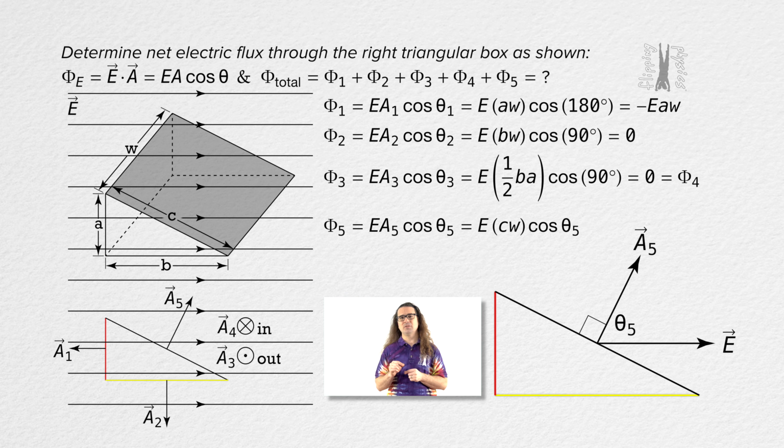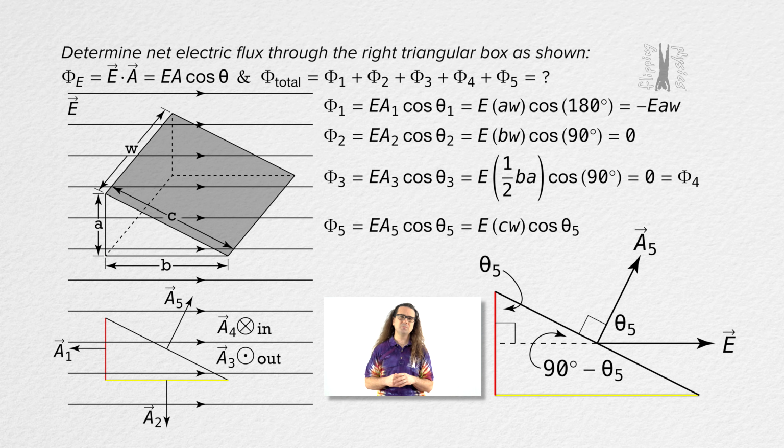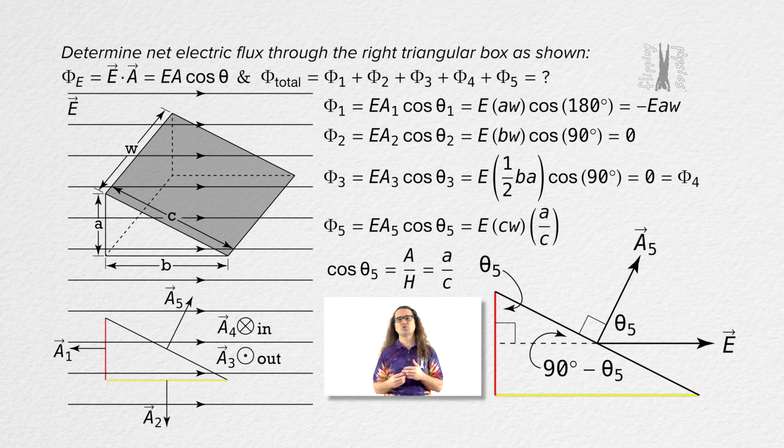That makes the angle between the dotted extended line for the electric field and the hypotenuse of the right triangle 90 degrees minus angle 5. Because the angle between the horizontal dotted line and the vertical side of the triangle is 90 degrees, that makes the top angle in the right triangle also equal to angle 5. Oh, cool. Therefore, the cosine of angle 5, which equals adjacent over hypotenuse, also equals length A over length C, which we can substitute back into the equation for electric flux to replace cosine of angle 5.